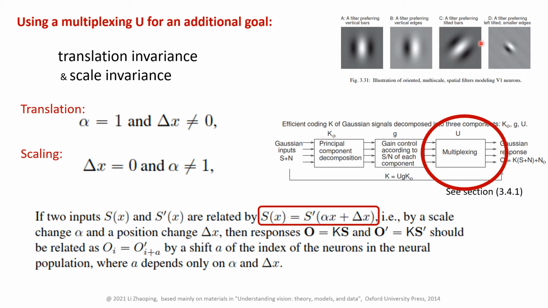If your receptor fields have these kinds of properties, some smaller, some bigger, scaled versions of each other, then you might be able to get this scale invariance relationship when your retinal image changes scale. To ask what kind of U matrix can satisfy our translation and scale invariance property, let's first look at two extreme examples of the U's that we have looked at before to give us some hints.